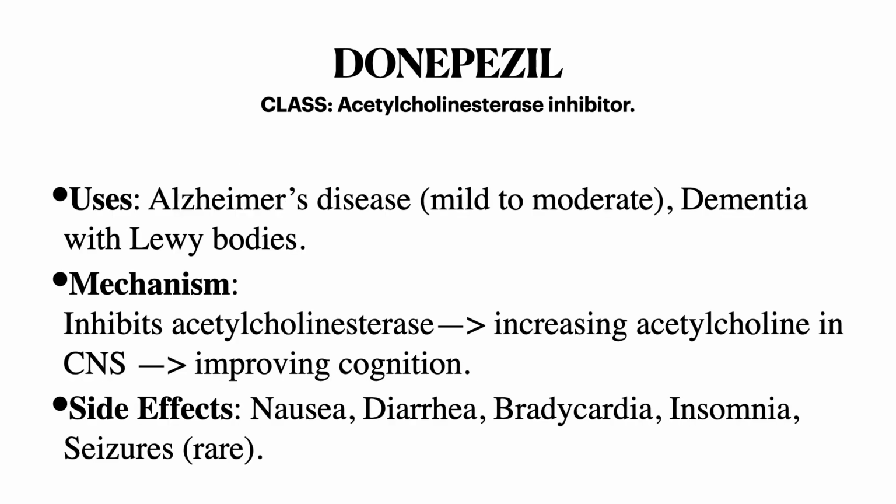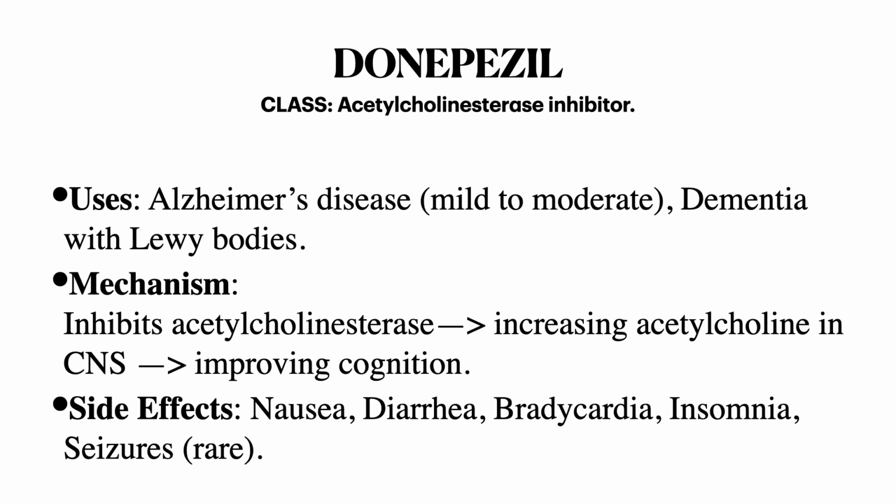The last drug we have is donepezil. It belongs to the acetylcholinesterase inhibitor class, and the uses are mild to moderate Alzheimer's disease, and also dementia with Lewy bodies. The mechanism of action is that it inhibits acetylcholinesterase, which actually breaks down acetylcholine, right? So if this enzyme is inhibited, then acetylcholine is increased in the CNS, improving cognition.